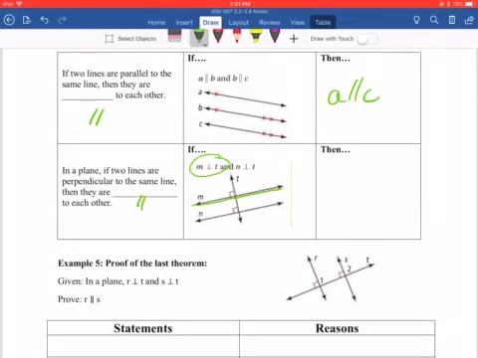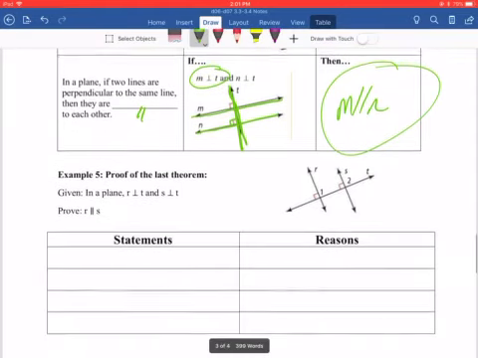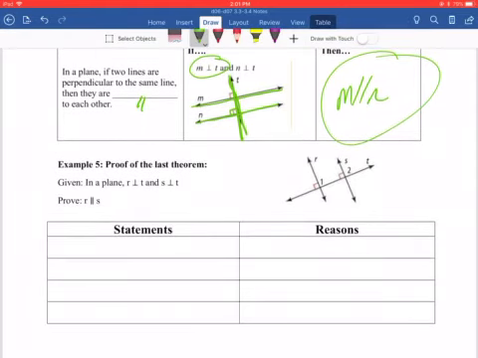So I'm saying that M is perpendicular to T, so I put a box in there. And then I say that N is perpendicular to T, so I put a box there. If I have that, what's true? M is parallel to N. Why is that? Well, here's the proof for it. We're going to explain why this is true, why it works.